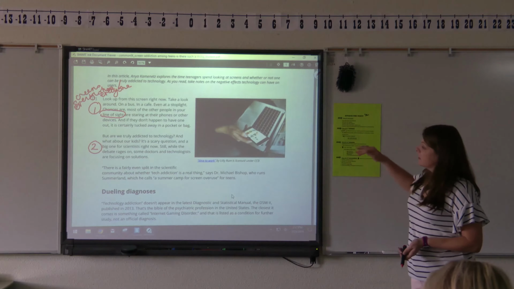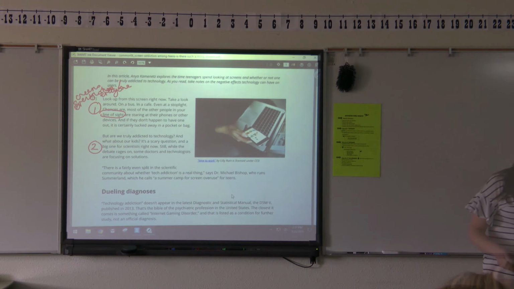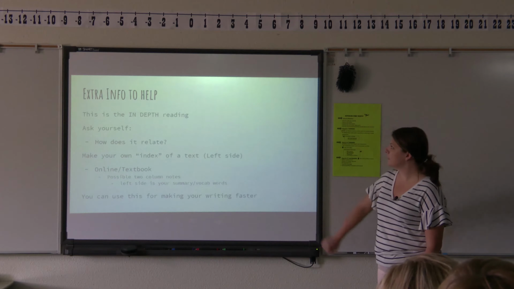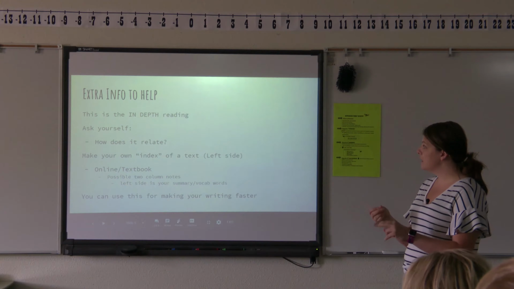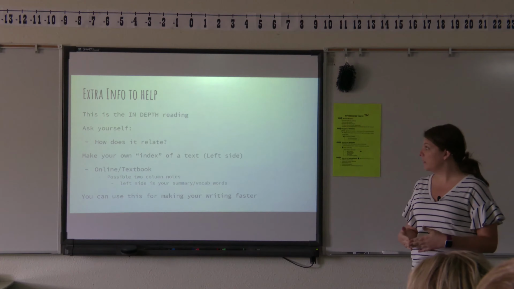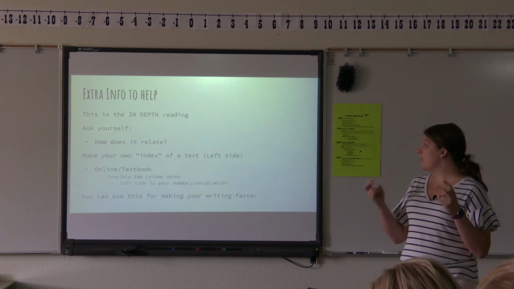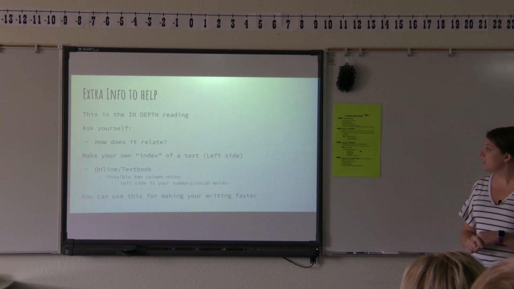So if you have not already started to, please go through the other paragraphs and do what we just did here. Some other little notes to think about when you are doing this step is asking yourself, how does this relate to what we're learning? How does it relate to the rest of the article? Make your own index as you're doing this on the left side. Make sure it matches up to kind of what has already been going on.